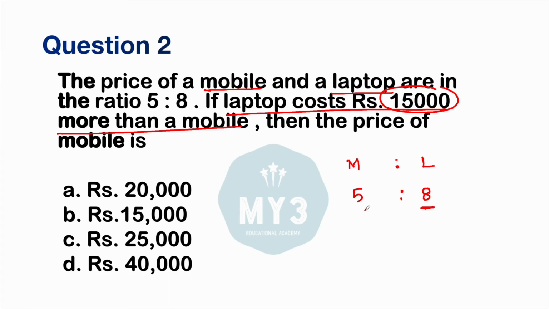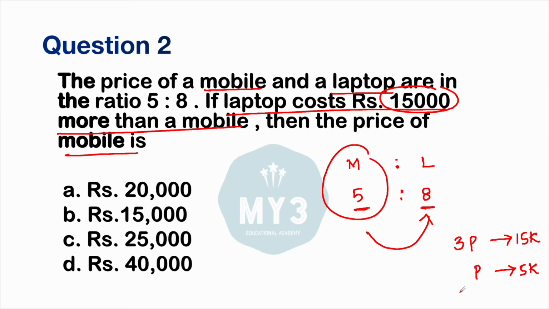Laptop is 8 parts, mobile is 5 parts. How many parts more is it? It is 3 parts more. This 3 parts value is given as 15,000 for us. That means 1 part value is 5,000. They are asking you to find the price of the mobile. Mobile is 5 parts. If 1 part is 5,000, 5 parts is 25,000. Mark the answer choice as option C.